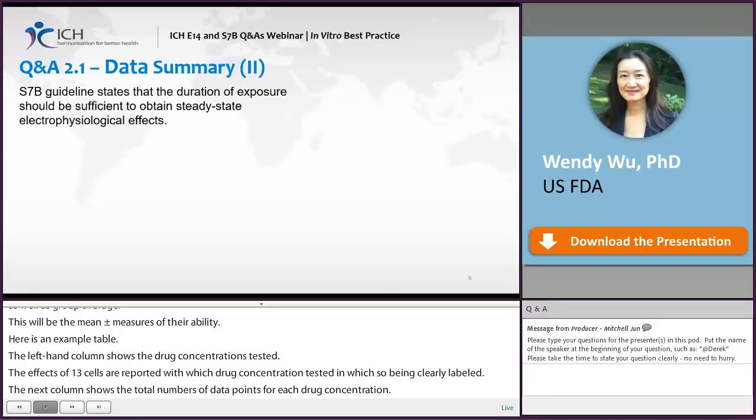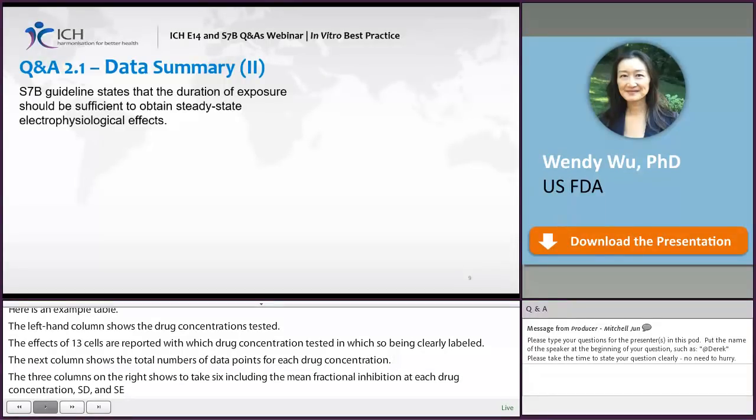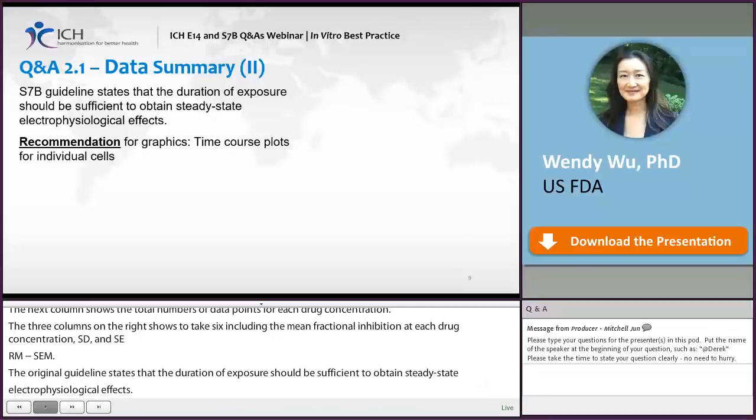The original S7B guideline states that the duration of exposure should be sufficient to obtain steady-state electrophysiology effects. In graphical format, the new S7B 2.1 recommends that time course plot from individual cells should be included. And the following parameters are to be constructed in terms of time course plots. This will be the ionic current of interest.